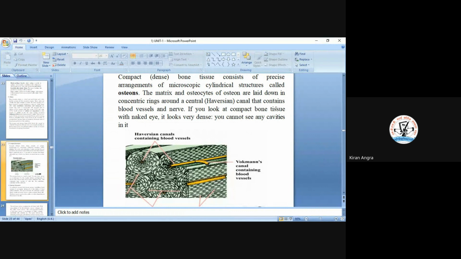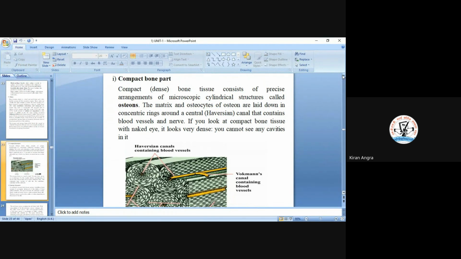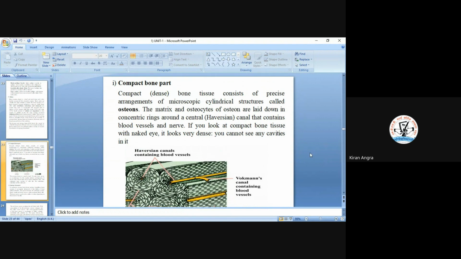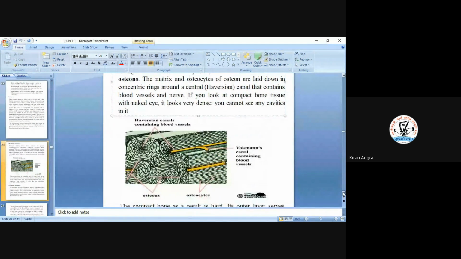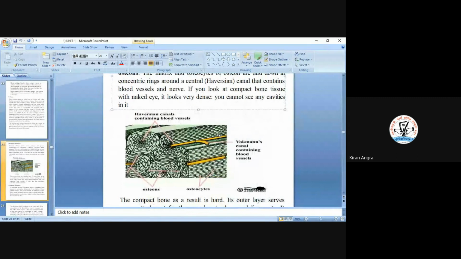The compact bone tissue consists of a precise arrangement of cylindrical structures that you are seeing. They are called osteons. The matrix and osteocytes of an osteon are laid down in concentric rings around a central canal. Through this central canal, called the Volkmann canal, pass the blood vessels. You can see that these are the compact bone structures.